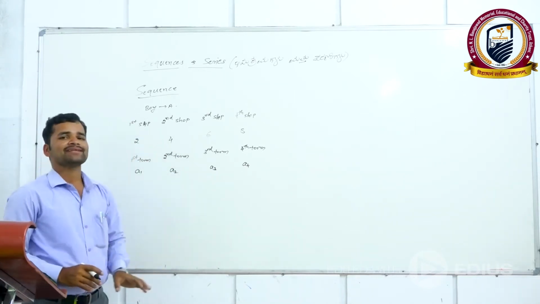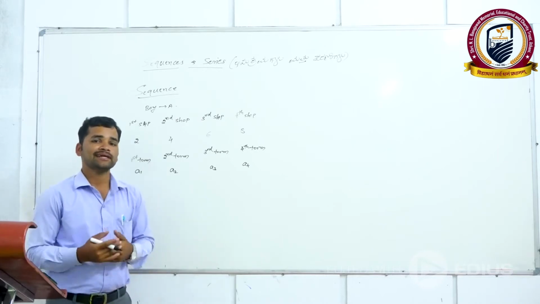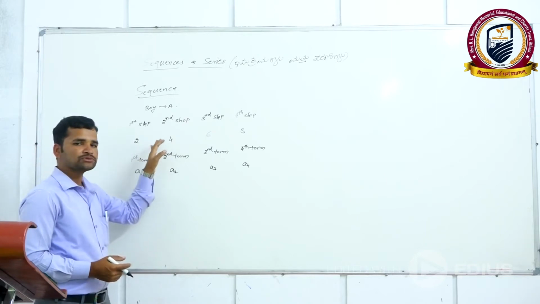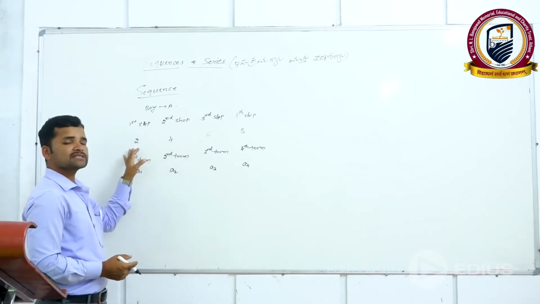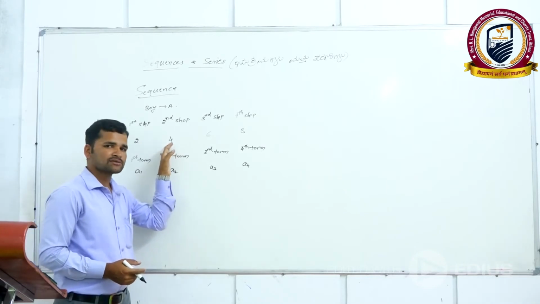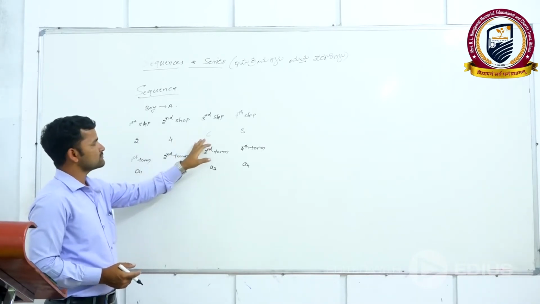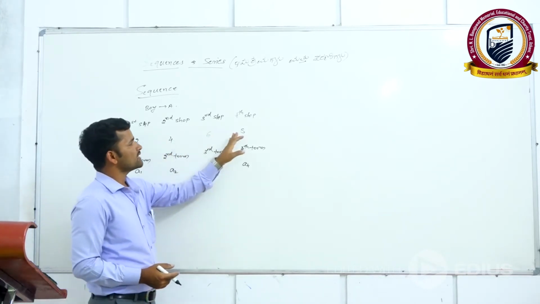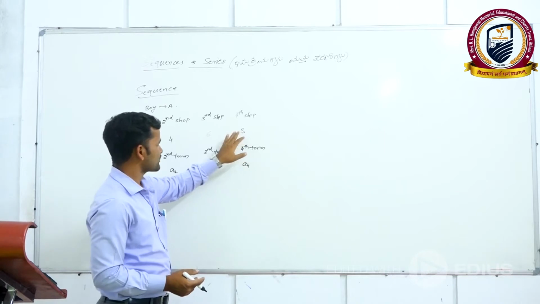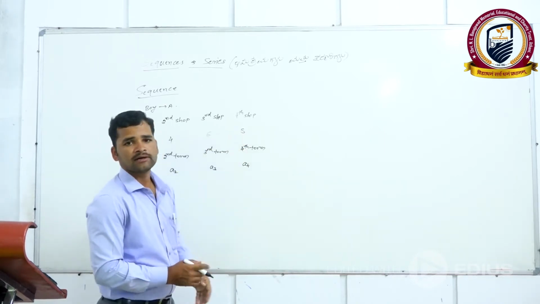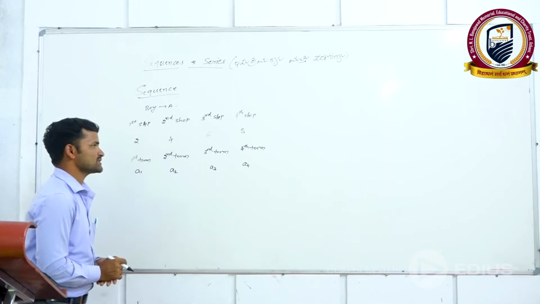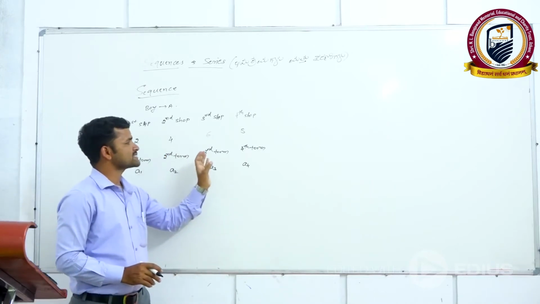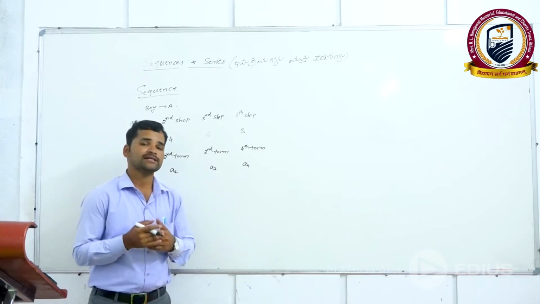What is the link between the terms? The second term, you observe, can be obtained by adding 2 to the previous term. That is, add 2 to the first term and you get this term. And how will you get the third term? Just by adding 2 to the previous term, that is the second term. And what about the fourth term? The fourth term is by adding 2 to the previous term, the third term, that is 6. So in the same way it goes. Here these 2, 4, 6 and 8 are called terms.